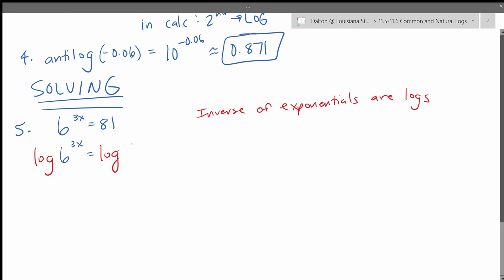Now, if you think back again to our properties of exponent rules that we talked about the other day, if you have the log of a number and it has an exponent, then the rule is that this exponent comes out front as multiplication. You multiply them. So this is the same thing as 3x times the log of 6 is equal to the log of 81.